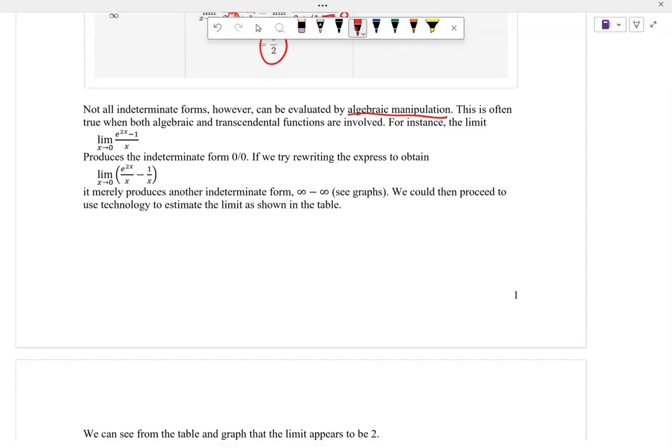So it's often true, when you have maybe both, like in this scenario here, we have an algebraic and a transcendental involved here. And if you notice, if you throw 0 in, see how we get e to the 0 minus 1 over 0. So we got 1 minus 1 over 0. So we got 0 over 0, right? So we're indeterminate. And so if we split it up, we would merely end up with an infinity minus an infinity, right? If you look at the graphs on those.